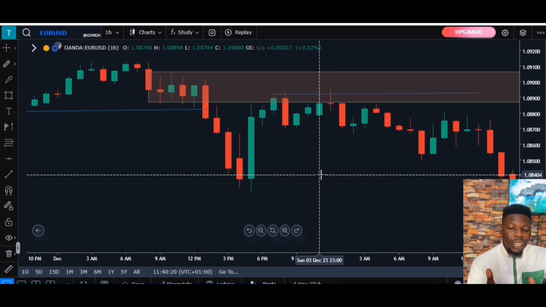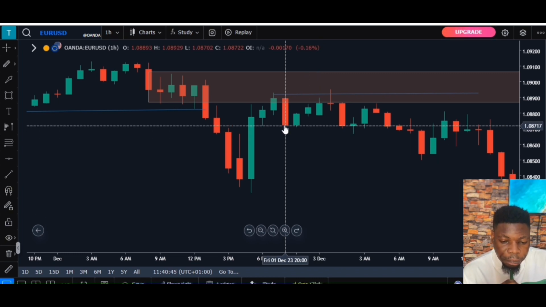So now to enter this trade, let me tell you the time frame analogy. If you're at the 1 hour, you're going to take your entries on the 5 minutes. If you're on the 4 hours, you're going to take your trade entries on the 15 minutes. If you're on the daily, your trade entries will be under 1 hour. So that's how it works, guys.